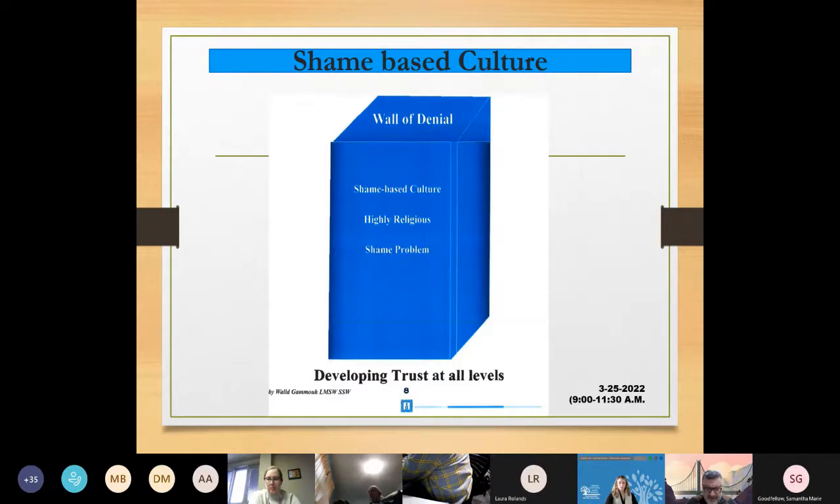Shame-based culture, what do we mean by shame-based culture? Shame-based culture is a culture that puts great emphasis on reputation. Honor is even stronger than death itself. So when it comes to mental health, when it comes to treating an addict, or when it comes to dealing with mentally ill people or psychological problems, it's a hidden phenomenon.